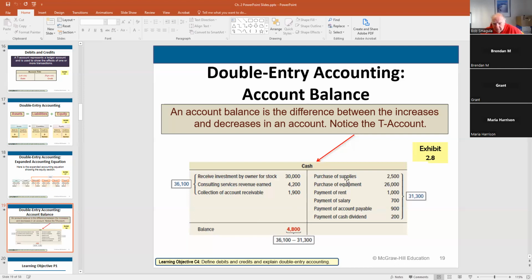Credit, here is the spending. They spent money on supplies, equipment, rent, salary, accounts payable, dividend. The total debits equal 36,100. The total credits equal 31,300. We subtract the difference, and that's the balance. Not too tough. Debits minus credits, and the high man wins, right? If the credits were higher, then you'd have a credit balance.